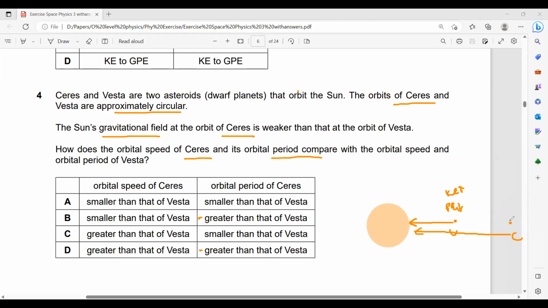But for Ceres, what happened? Because it is far from the sun, potential energy is higher, so its kinetic energy will be lower. As a result, it will move slower. So this will move slower and this will move faster. That's why the orbital speed of Ceres is smaller than that of Vesta. So B will be the right answer. Is it clear, this one? Anyone having a doubt in this?